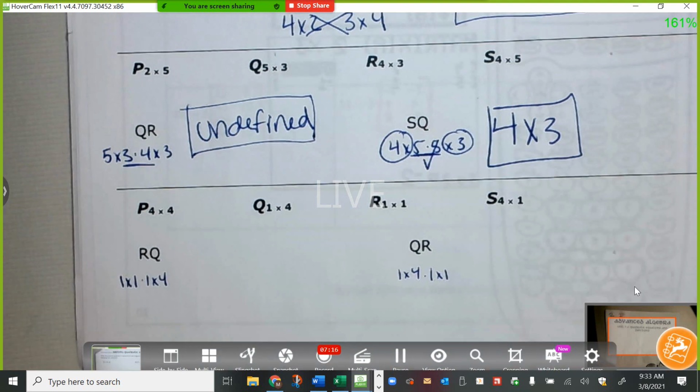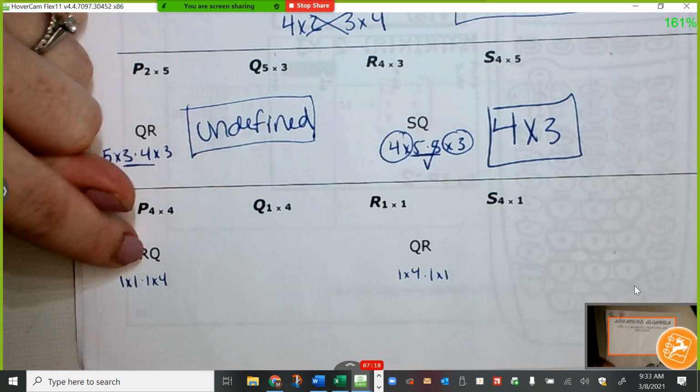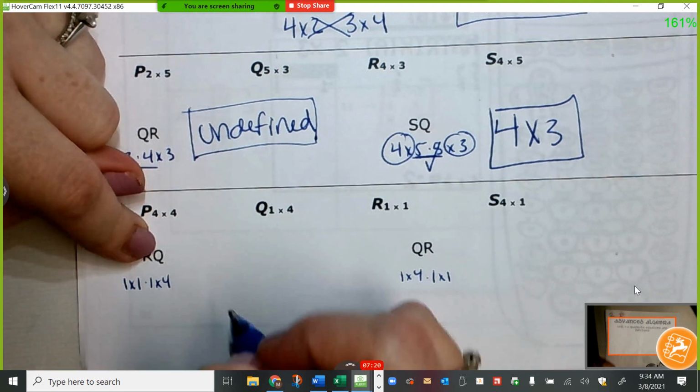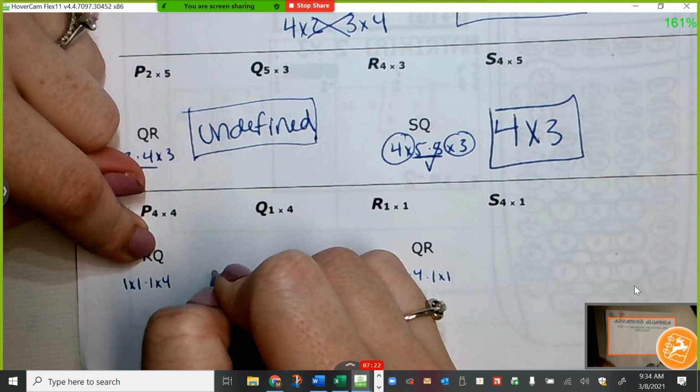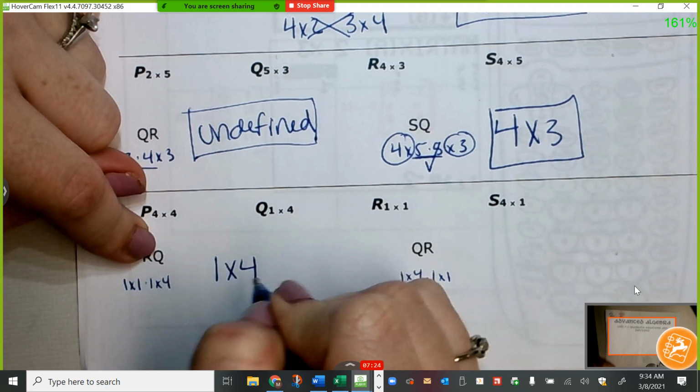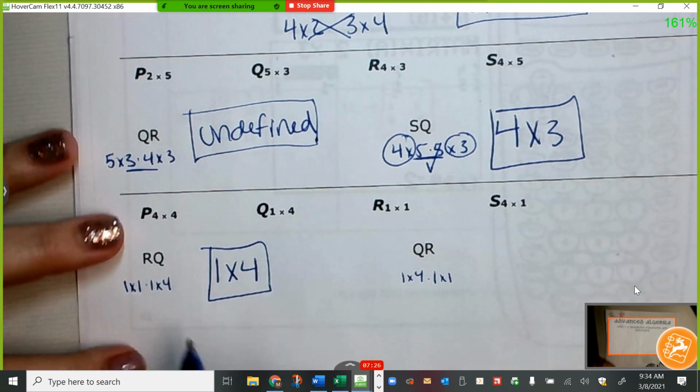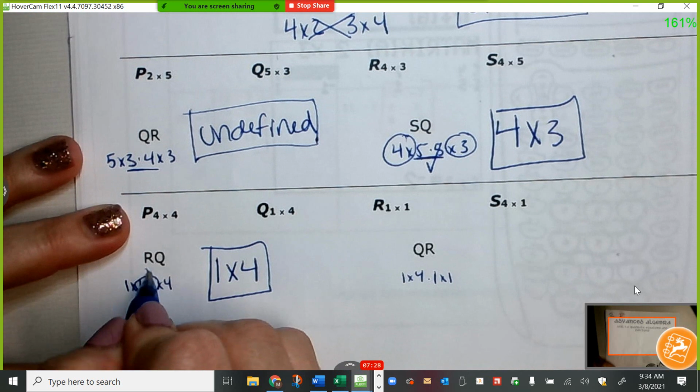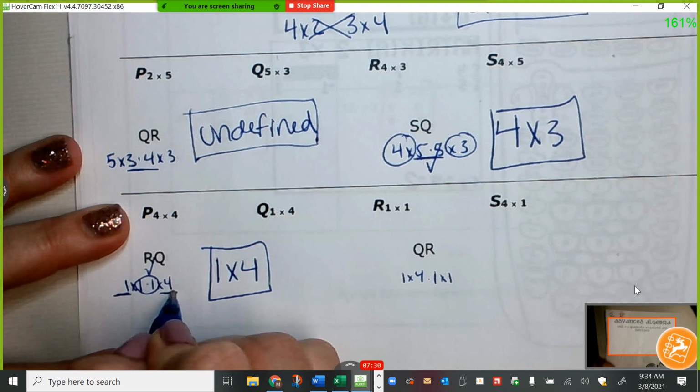Can you multiply R times Q? Yes. And what would the answer be? 1 by 4. Because the middle two match, so the outside two become your new dimension.